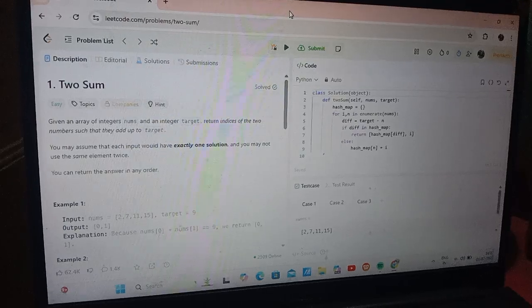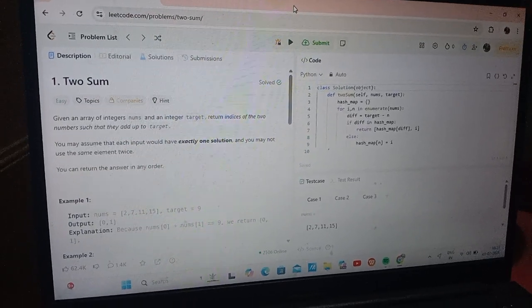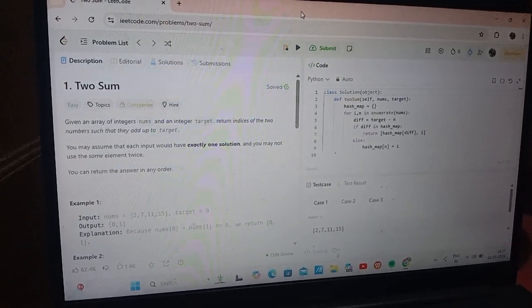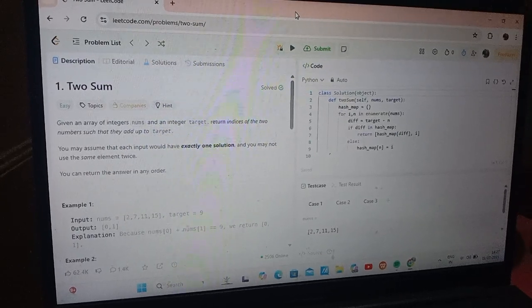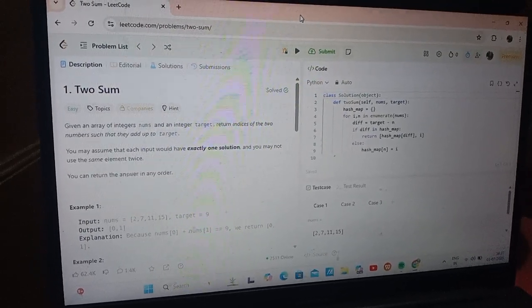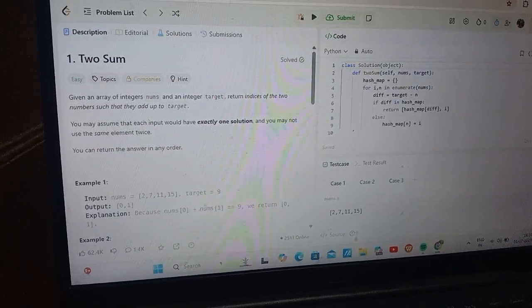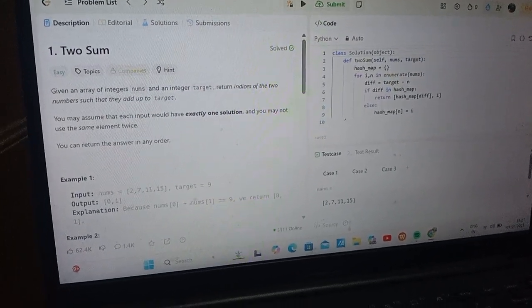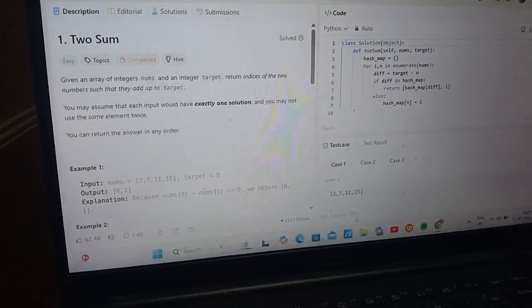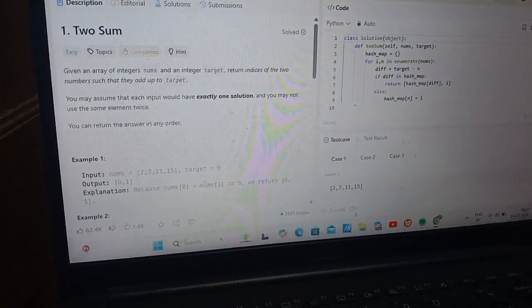Two Sum. In this question we have to return the indices of the two elements. By adding those elements we are going to get a certain target element, and that target will be given to us. Here is the given example sample input and output. So let's see the solution.